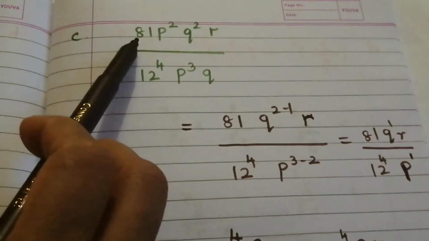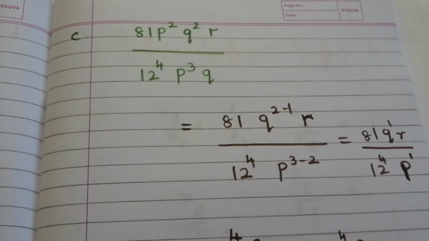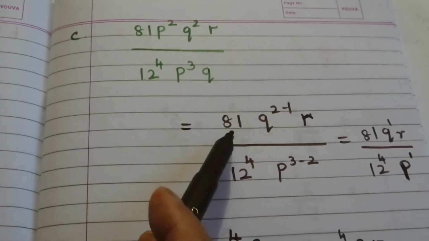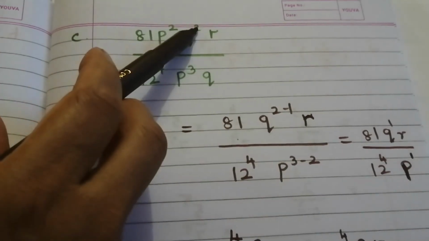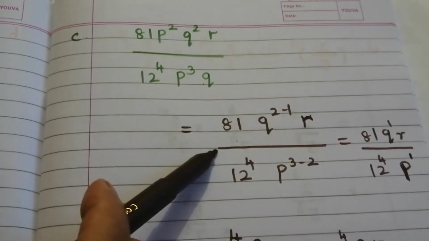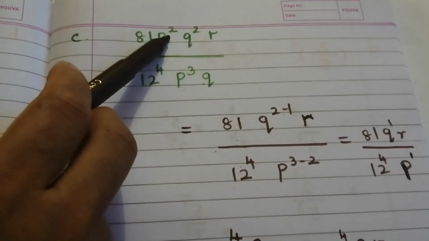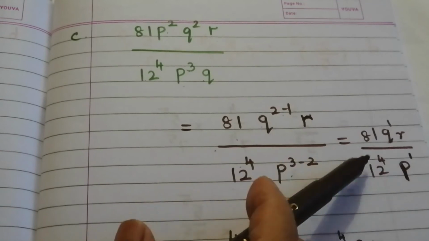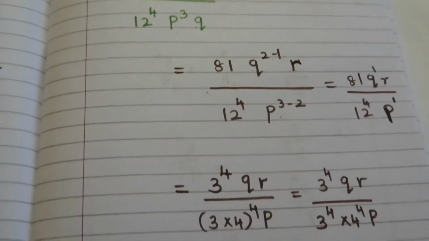And problem C, 81 p square q square r divided by 12 power 4 p cube. Now we apply the law of exponents. We get 81 into q power 2 minus 1, so q power 2 minus 1 into r divided by 12 power 4 p power 3 minus 2. That is equal to 81 q power 1 into r divided by 12 power 4 into p power 1.